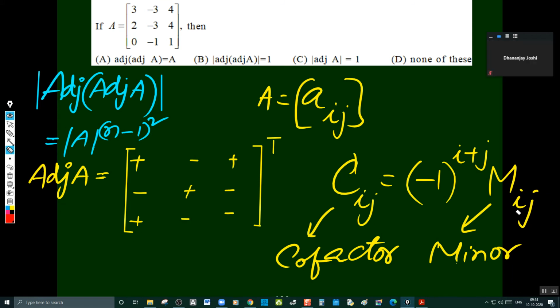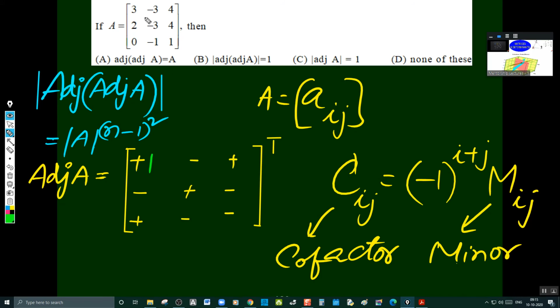First of all, write the transpose and write the signs with plus and minus in the alternating order, and then replace the element with its corresponding cofactor. I'm replacing it now. That is the first one. So -3 plus 4, 1.